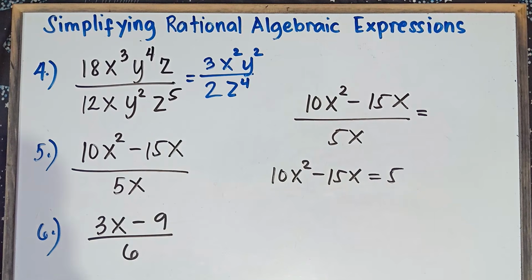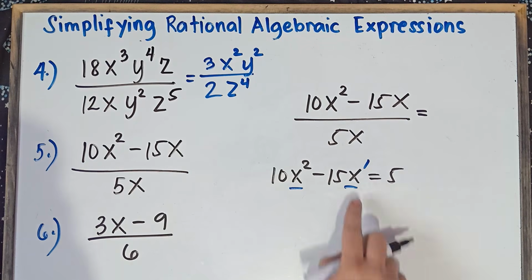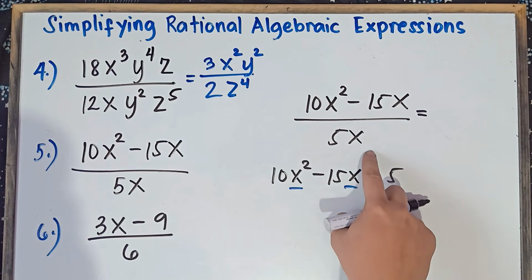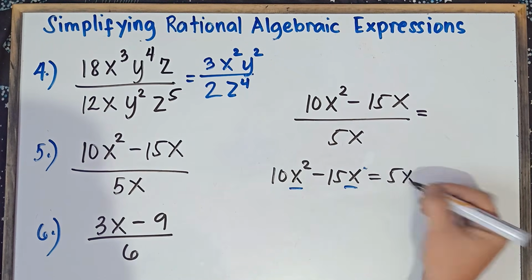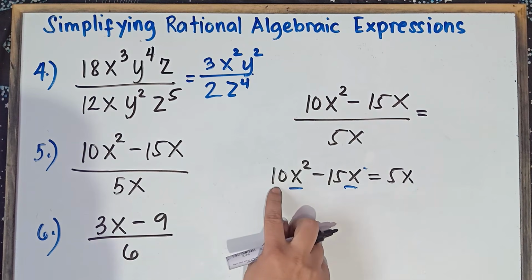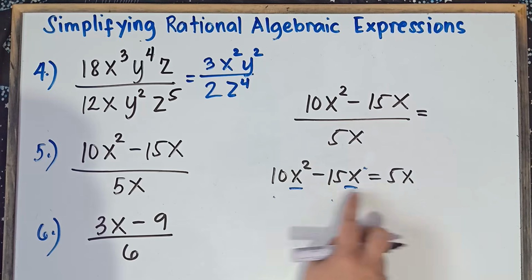Now for x squared and x, what would be the greatest common factor, class, of x squared and x? That's correct. Simply select the variable with the least exponent. So therefore, we'll be selecting x. Because the exponent of x is just 1. So therefore, that would be x. Once again, class, with regards to the numbers, the greatest common factor of 10 and 15, that would be 5.